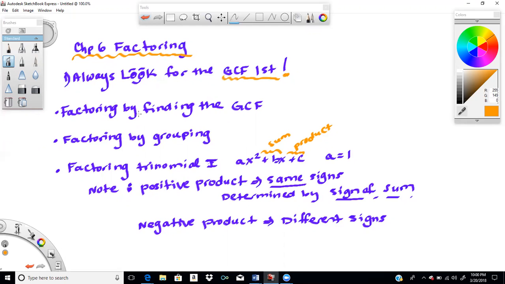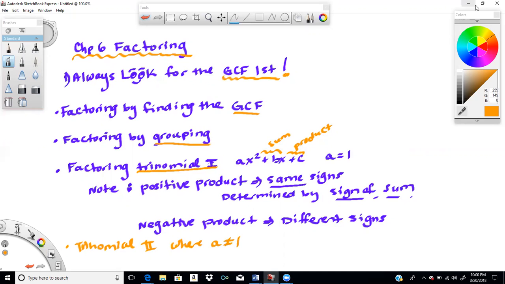So basically, we'll start with the GCF, okay? Then we'll look at factoring by grouping. And then we'll look at the trinomial 1 pattern. And then we'll get into trinomial 2, and that's where a is not equal to 1, okay? And I'll show you a special method for factoring trinomials too.